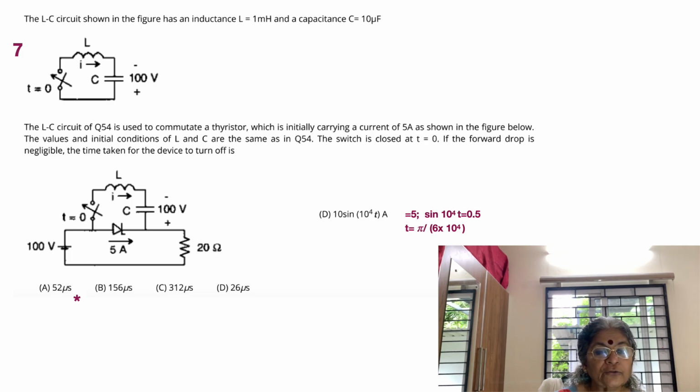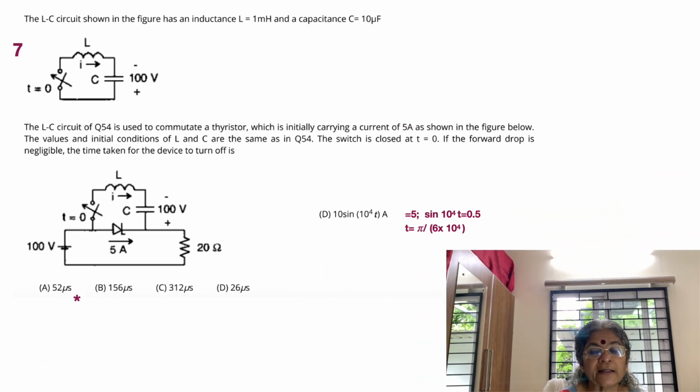At t equal to 0, this circuit is now going to be utilized for switching off the thyristor, because now the direction will change. So 5 ampere will be opposed by whatever current comes out from the inductor and capacitor combination, and when they are nullified, the thyristor will switch off. This is the idea that has been taken from transients to thyristors, long time back.